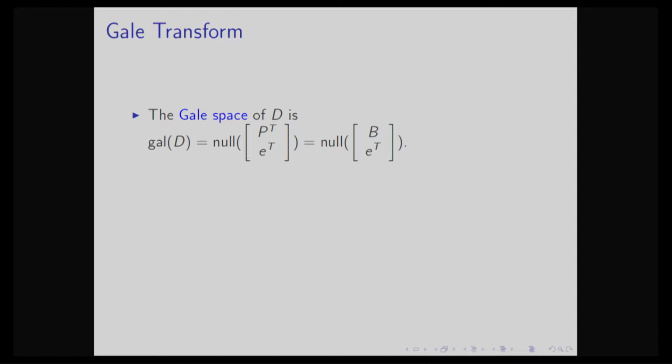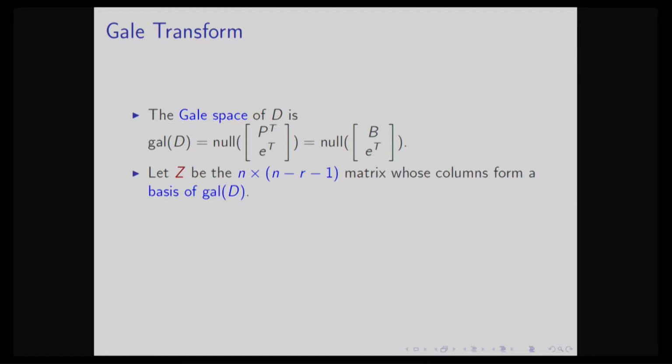First, if D is an EDM, and this is the set of all the points that generates the configuration matrix of D, or the Gram matrix, if I take the null space of this matrix, remember E is the matrix of all ones, that null space, we call it the Gale space. Now, if you pick any basis of this space and form a matrix Z, then Z is a Gale matrix. Okay? Z is a Gale matrix. Notice that Z is n by n minus r minus 1. So it's very important to remember this number here.